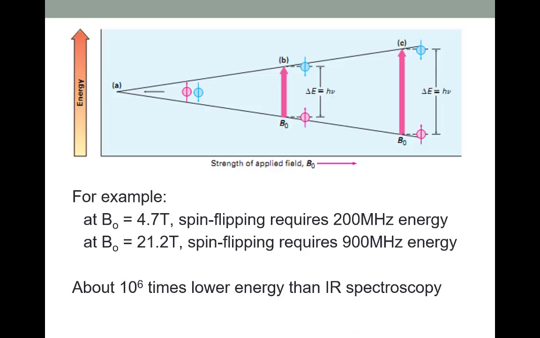Just as an example, if the instrumental magnetic field is 4.7 Teslas, maybe that's this intermediate step here, spin flipping might require 200 megahertz of energy. At a stronger magnetic field, we would require more energy to flip that. Either way, we're talking about a million times lower than IR spec. This is a very small amount of energy in the radio frequency range.